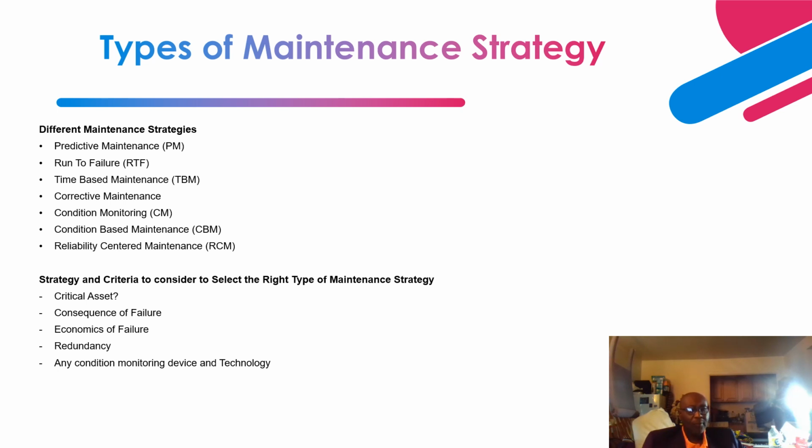In implementing the right type of maintenance strategies, what are the criteria that you need to consider? The first one is the criticality of the asset. I always like selecting the power transformer as an example. How critical is that power transformer that you are deciding on a maintenance strategy for? What is the consequence of failure? I'm talking about the safety part, the hazard it is going to create, and the environmental spillage it is going to cause.